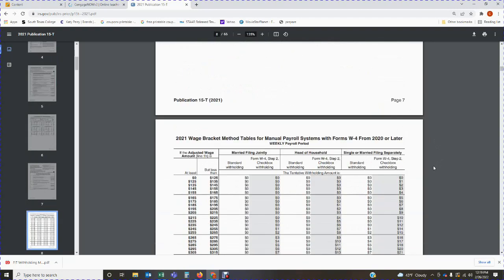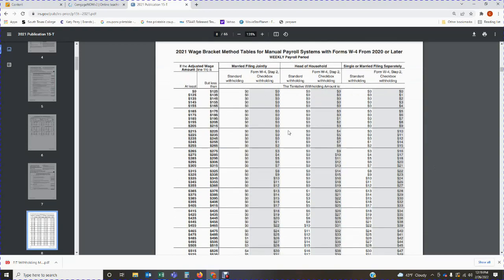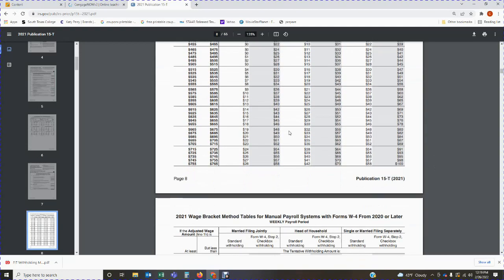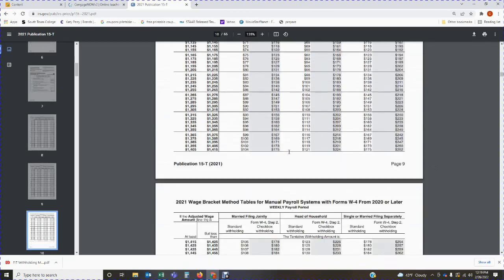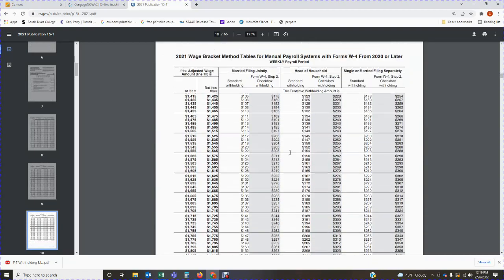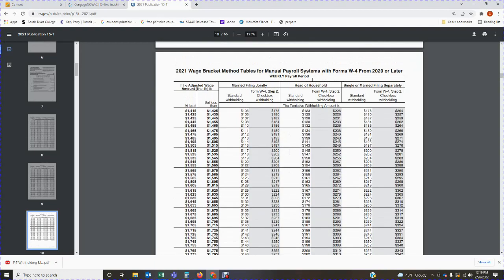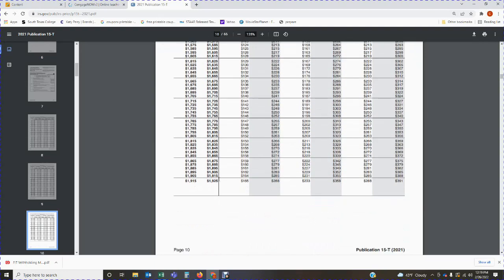I'm going to go there, and we're doing the weekly payroll. This employee earned $28.50. So I'm going to go to weekly and locate it. Now, if you see, the weekly table ends at 1915 to 1925. This employee made more than that. If an employee makes more than the last amount on that table, then you have to use the percentage method. You are going to have to use the percentage method for this employee because the tier is not available.